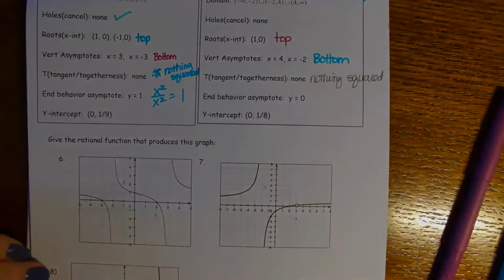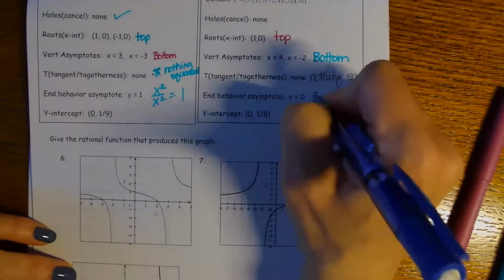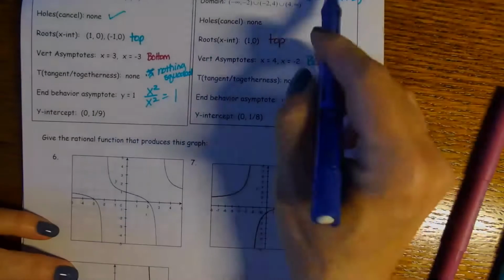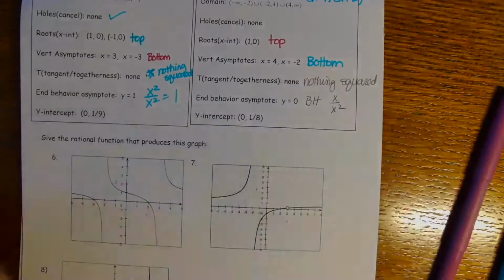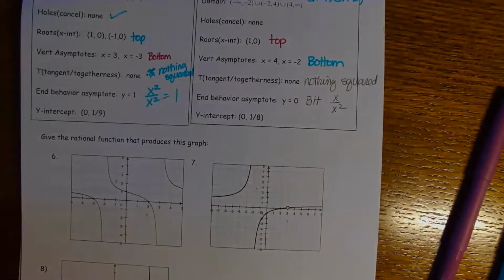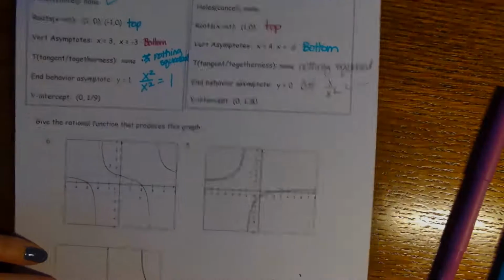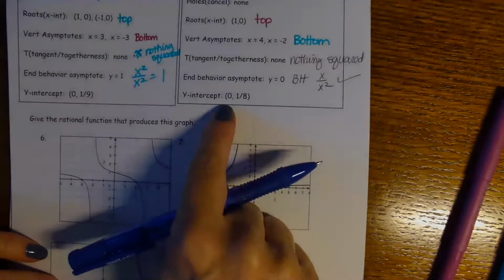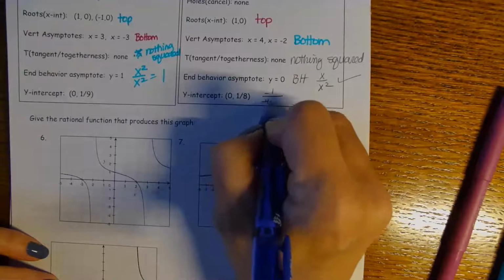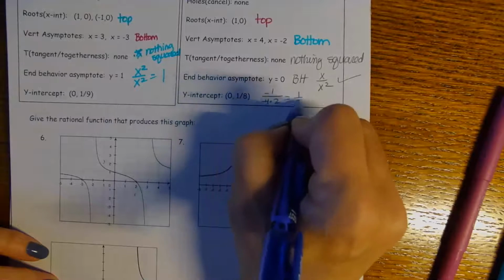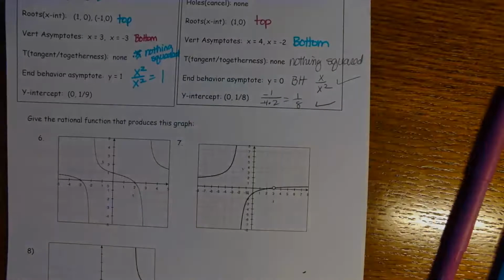End behavior is y equals 0. That means bottom heavy. And this is x over x times x, which is x squared. Is that bottom heavy? Bottom heavy, check. The y-intercept is supposed to be 1/8. So now if you plug 0 in, you get -1 over -4 times 2, which equals 1/8. Check, it's correct. Not bad, right?